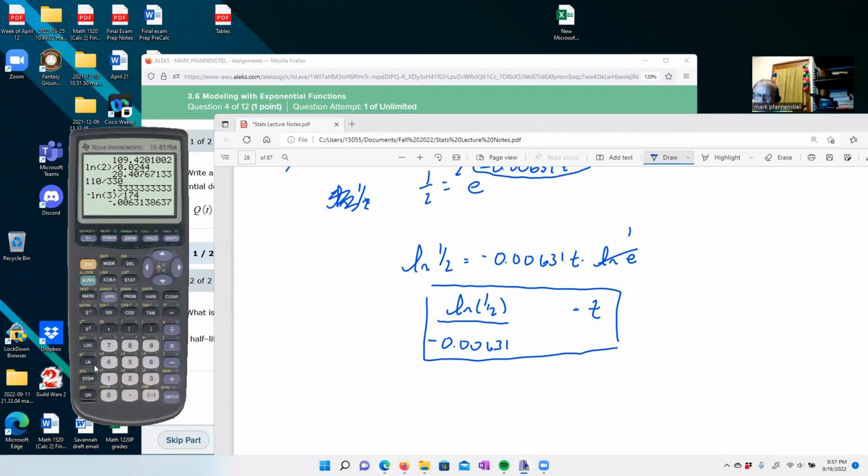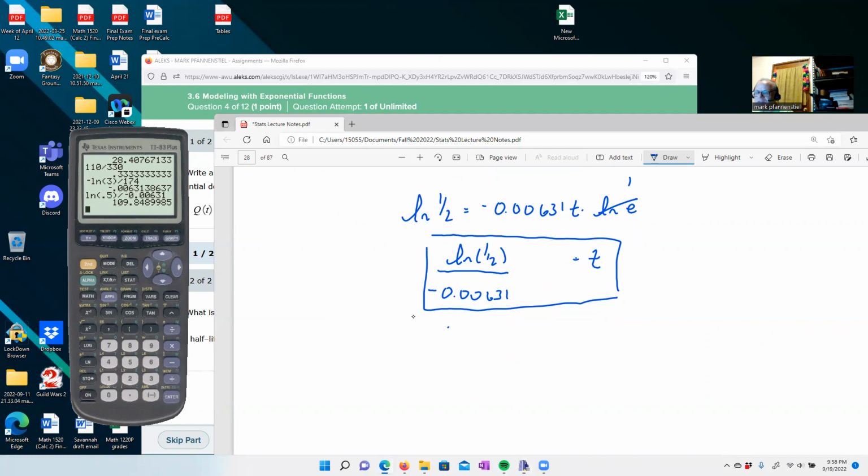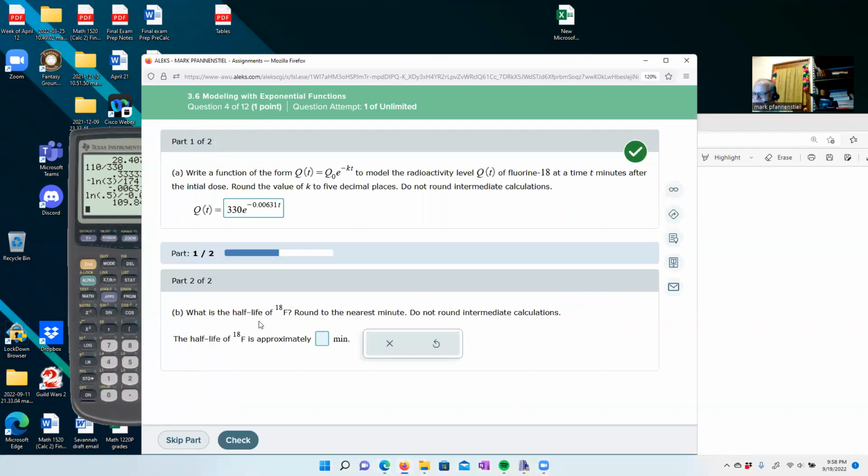So that's a mess with the calculator. Natural log of 0.5, that's going to be a negative number. It's less than 1, so I know it's going to be a negative number. Divided by negative 0.00631. I'm a little nervous because they said 5 decimal places, but they said don't round. But I take their word for it. We have negative divided by negative, so we get a positive number. This is still in minutes. So we end up with 109.84.